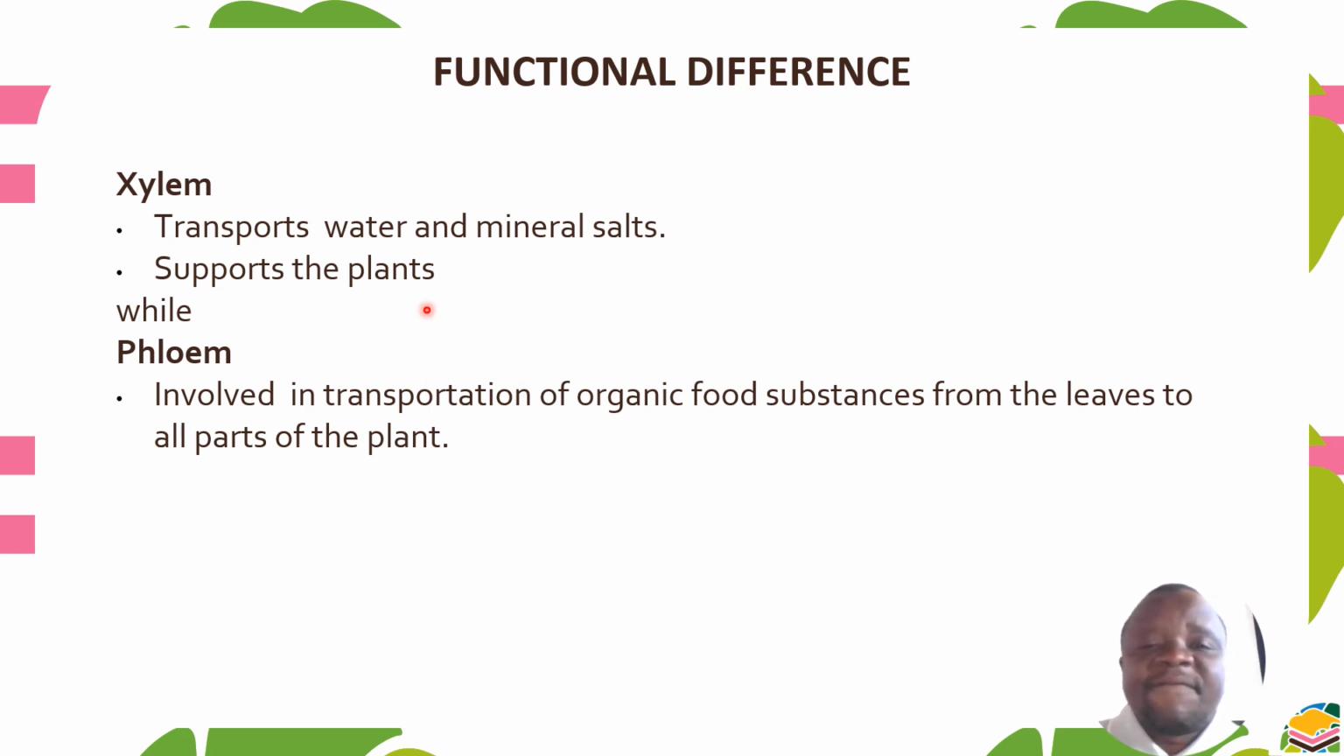Then functional difference, we are looking at how different they are in terms of what they are doing, what they are performing, what role they are playing in plants. So we are saying the xylem transports water and mineral salts. It also supports the plants, while the phloem is involved in transportation of organic food substances from the leaves to all parts of the plant. So you can see that the xylem, in terms of function, is different from the phloem. The xylem can also support the plants, while the phloem does not provide support to the plants.